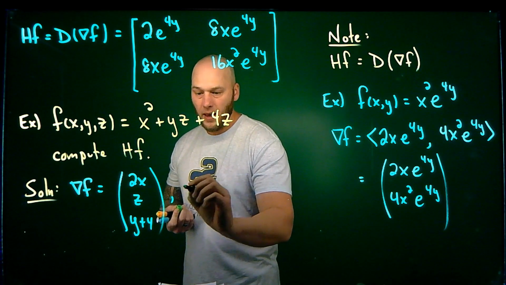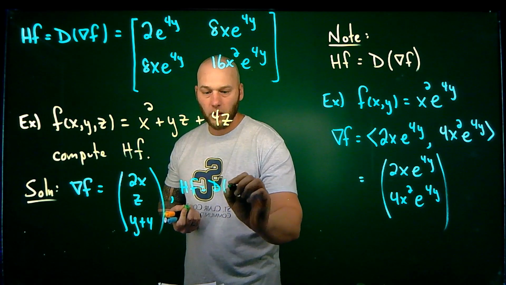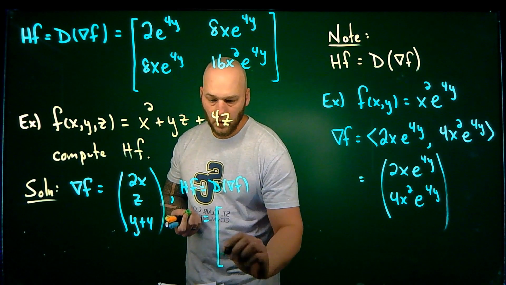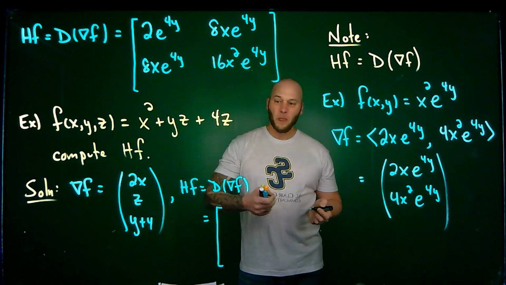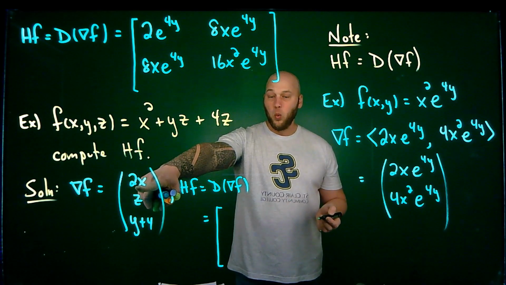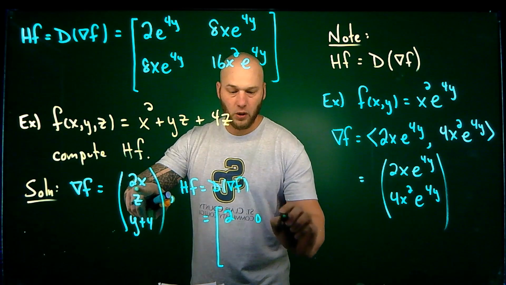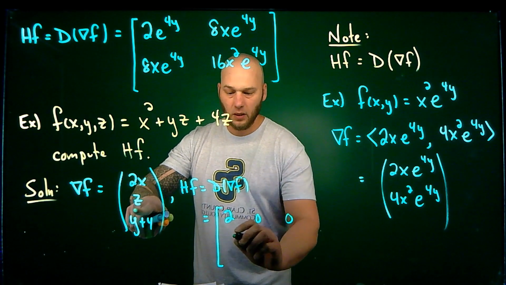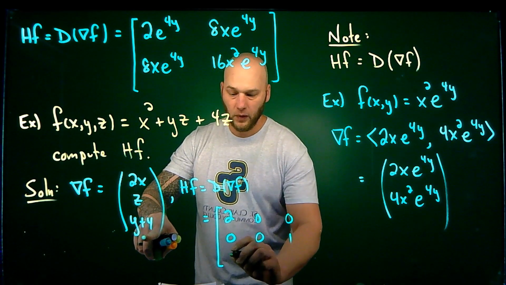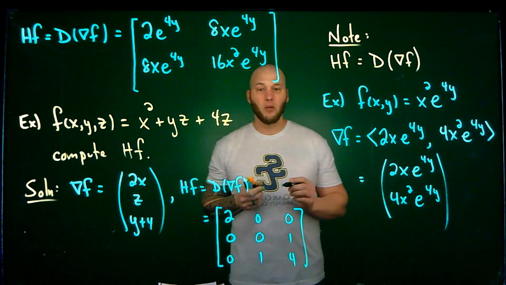Now the Hessian, which is the total derivative of the gradient, is going to be this 3 by 3 matrix. The first row is going to consist of what would the gradient of 2x be? 2, 0, 0. What would the gradient of z be? 0, 0, 1. What would the gradient of y plus 4 be? 0, 1, 4. So this would be the Hessian of the original function.